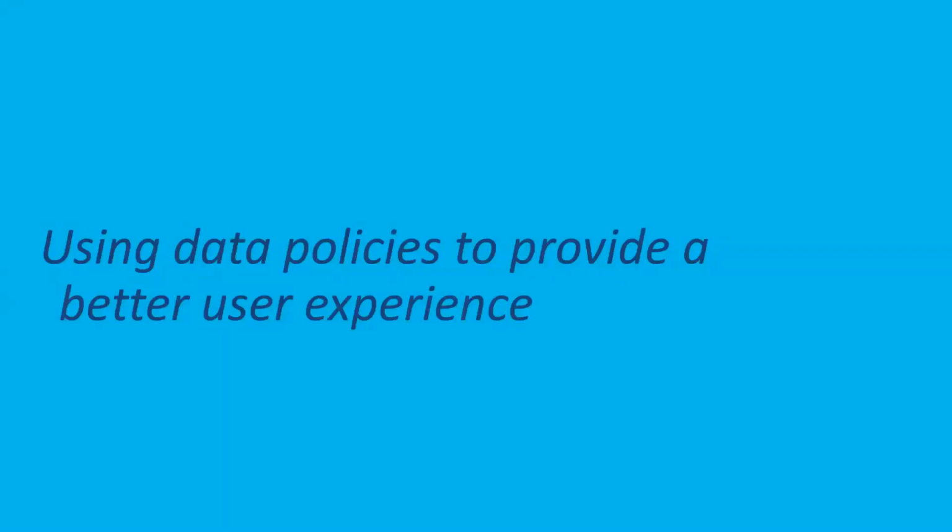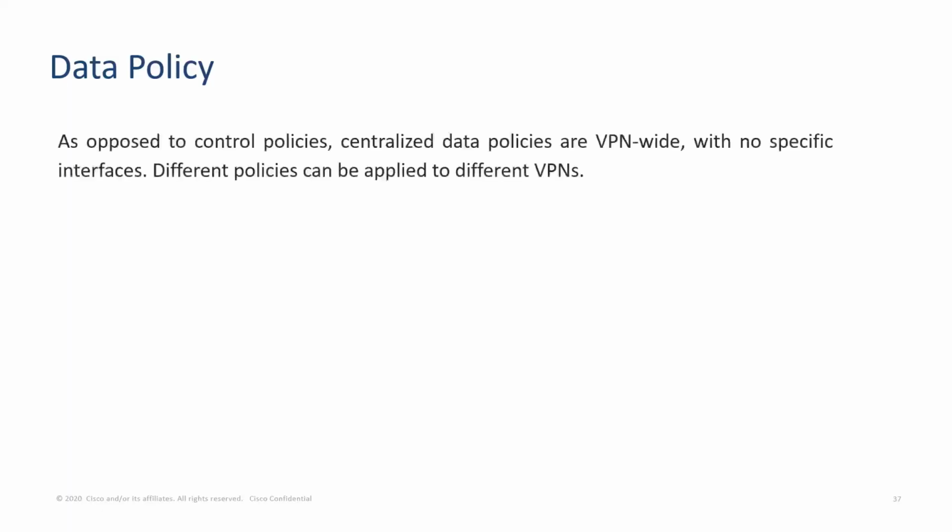Perfect. Okay, so let's talk about data policies. As opposed to control policies, the centralized data policies are VPN-wide, so you can't apply them to a specific direction, like David mentioned for the control policies where you apply it inbound or outbound. The centralized data policy is applied VPN-wide. There's no direction. You can still apply different policies to different VPNs, different sites, and so on. You still have that granularity.